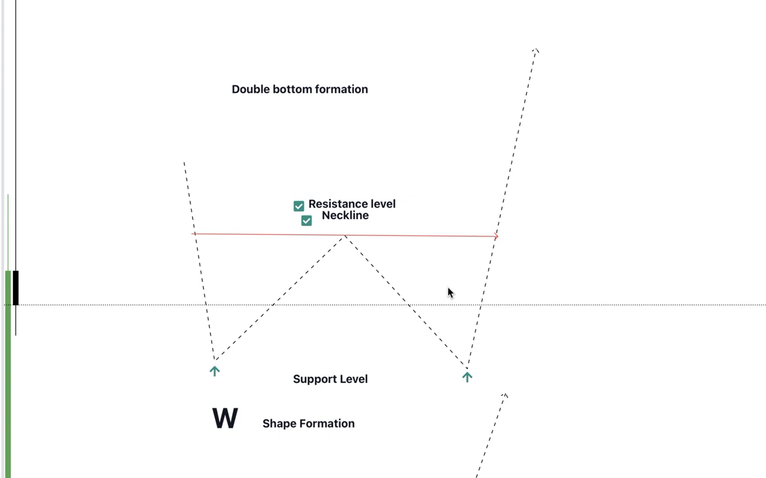Double bottoms are very powerful patterns, and if you get into a trade at the right time, you start to make a lot of profit when the breakout happens to the upside.